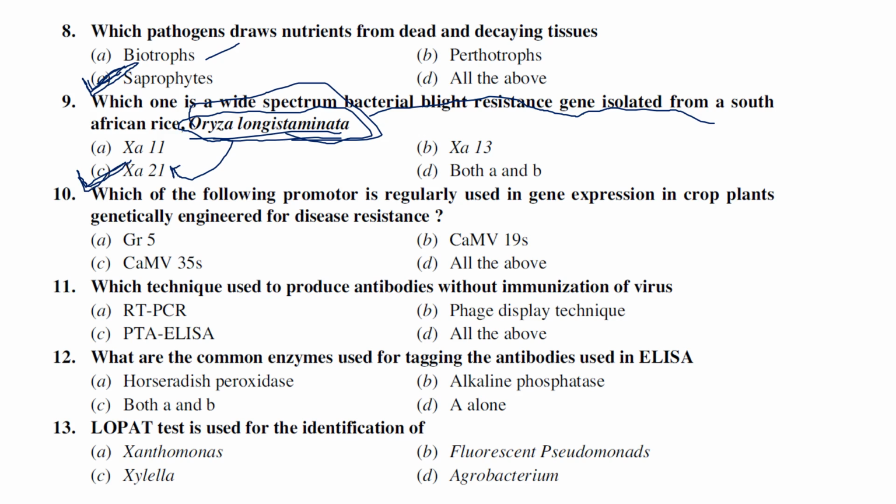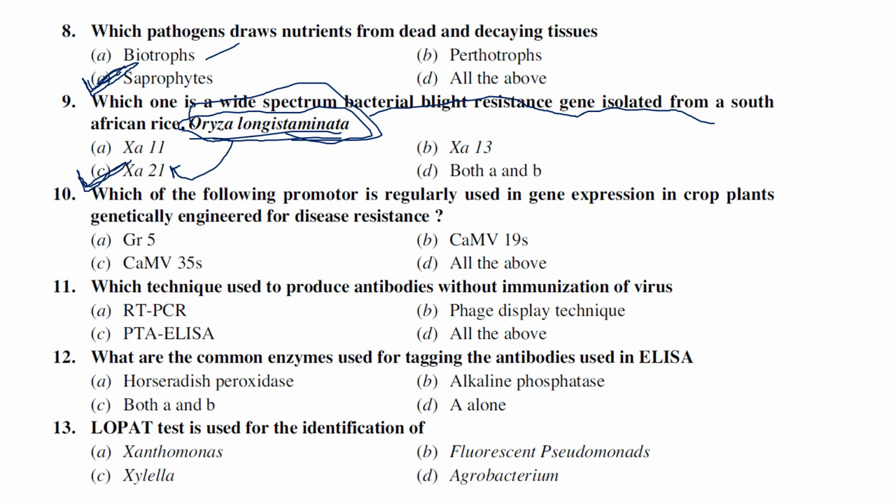The next one is which of the following promoters is regularly used for gene expression in crop plants genetically engineered for disease resistance. This is also an important one. Options: CaMV 19S, CaMV 35S, all the above.